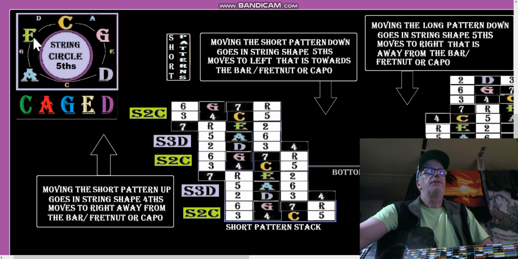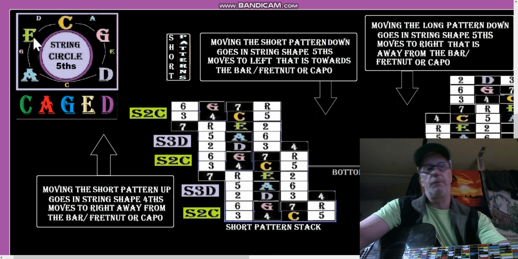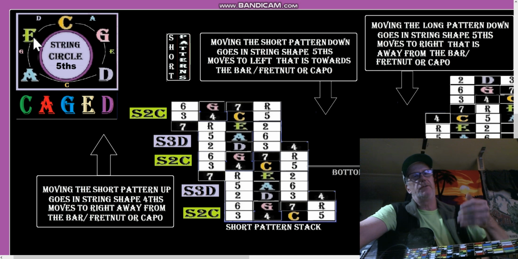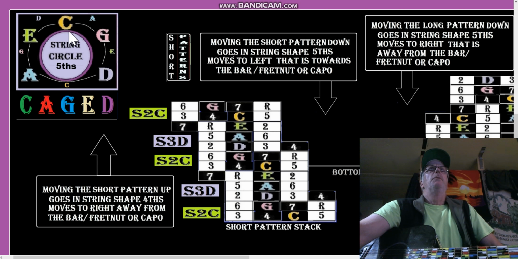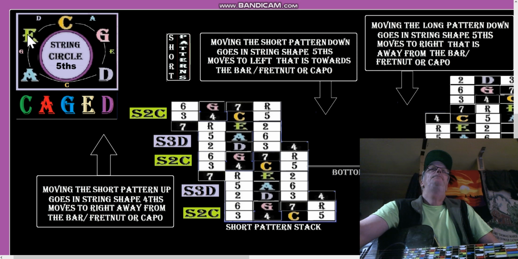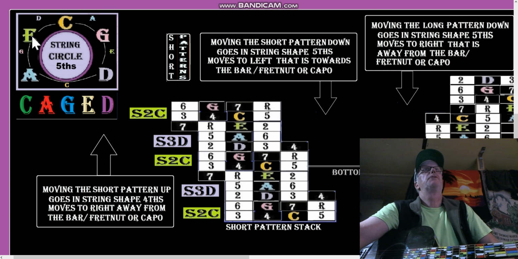I don't think it's the tuning warp, because the same thing exists in the violin, and the violin doesn't have a tuning warp, if you will, a tuning change. Violin's all in fifths. So when we go backwards here, we're going in string shape fourths. So C is going to go to E instead of E going to C, and it's a diminished fourth.